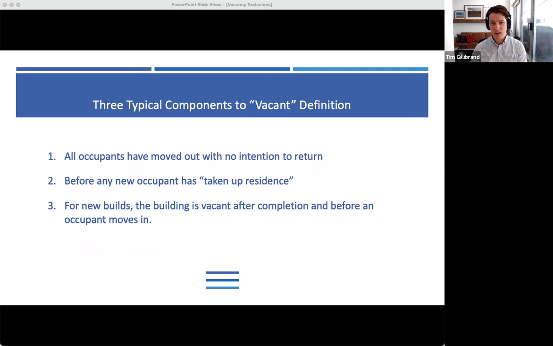So the definitions of vacant are not standardized, of course, and they come in different forms, but generally we see three common features. First, the definition tends to say that a property will be vacant if all occupants have moved out with no intent to return. Second, it'll be vacant if no new occupant has yet taken up residence, or in some cases has not yet moved in. And for new builds, the building will be vacant after completion and before somebody moves in. I'm just going to focus on the first two during the seminar today, because those tend to be the driving features of the case law.